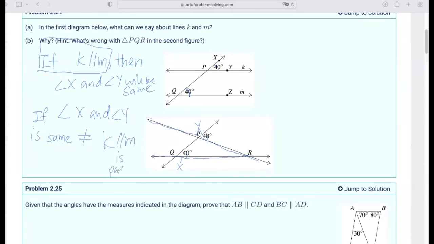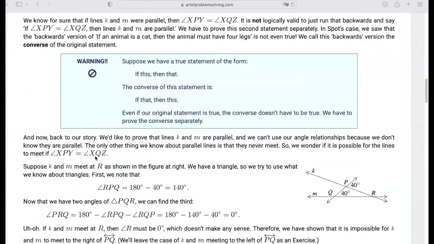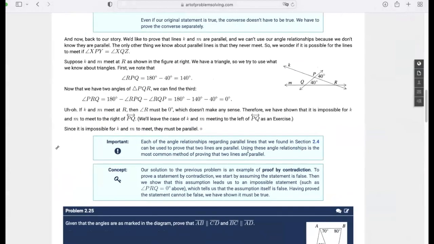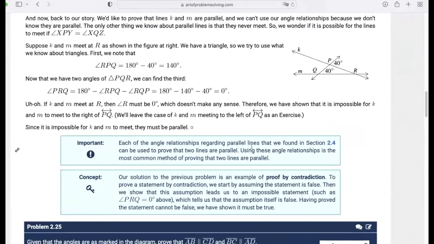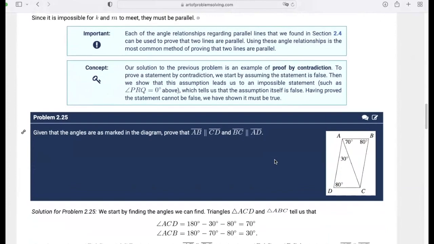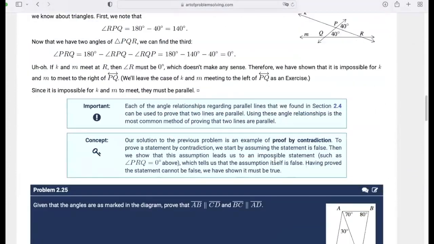But if these are the same, it doesn't mean that K and M are parallel. It's a funny way to explain: if it is a cat, then it has four legs, right? But if it has four legs, it doesn't mean it's a cat. Just the same concept. So that's what you need to be aware of.